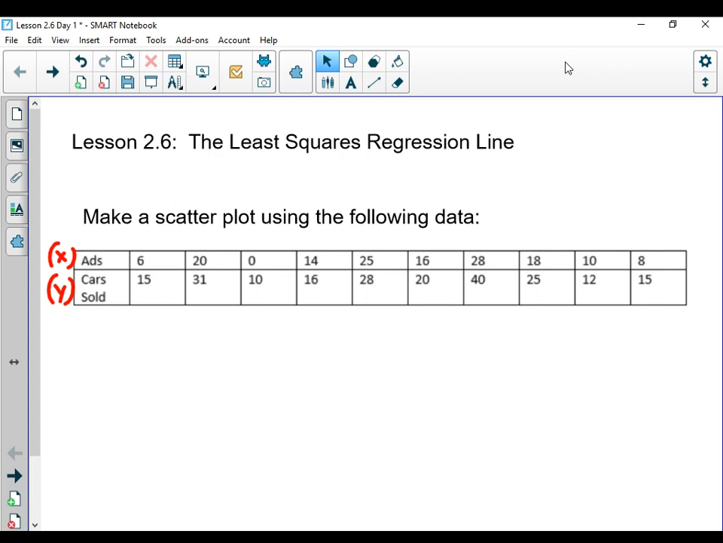And to begin with, got another scatter plot for you to do. This one's not as long as some of the others. But if you would, go ahead and then make the scatter plot for that data.